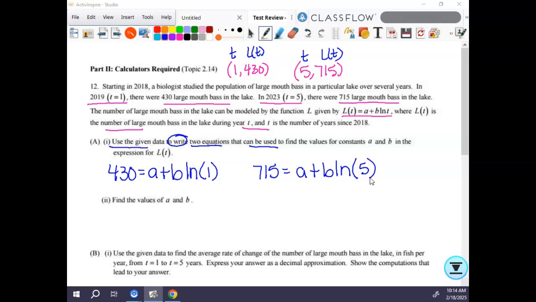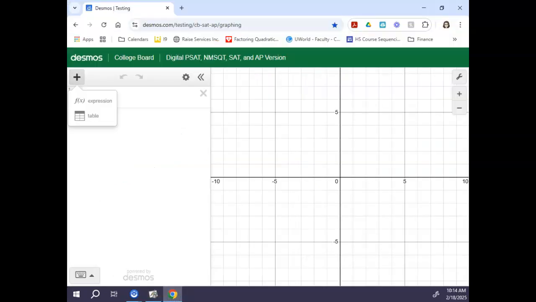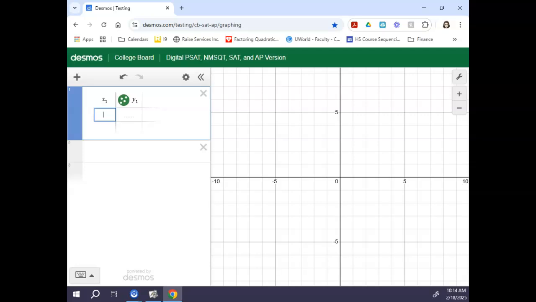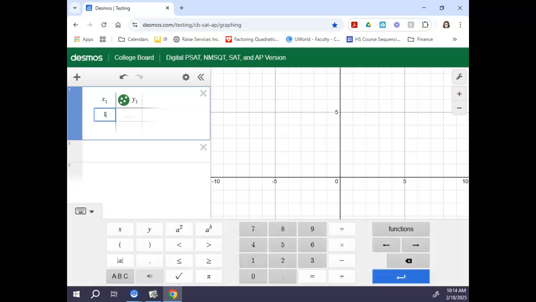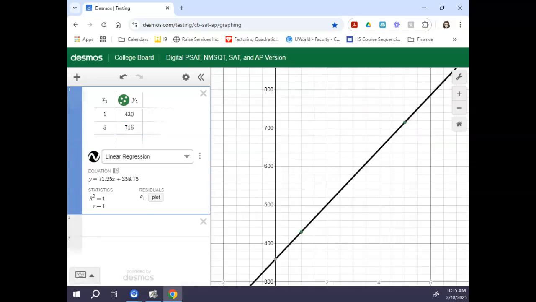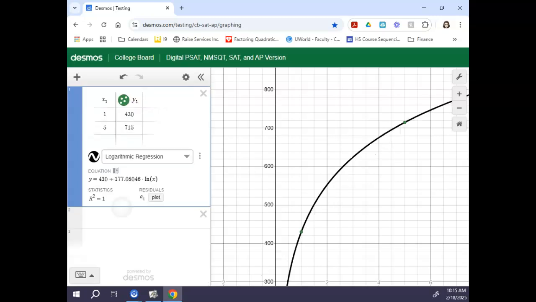So we are going to use our calculator, and we are going to add a table. We are going to type in our information. Our x's are 1 and 5. Our y's are 430 and 715. Oops, I don't know what I'm doing there. Okay, back it on up there. All right, I'm going to zoom that in for myself. I'm going to do a regression, logarithmic.